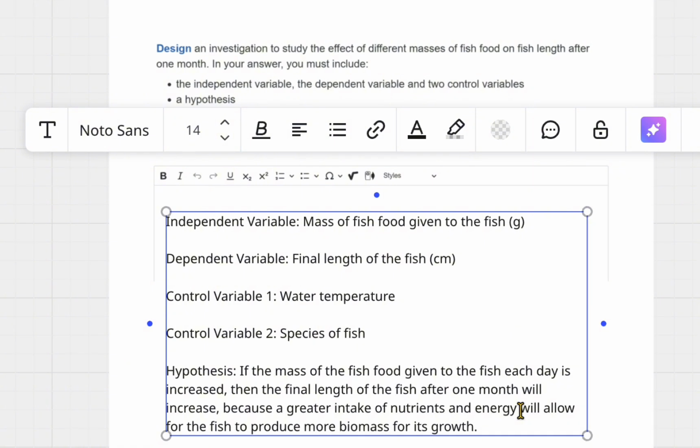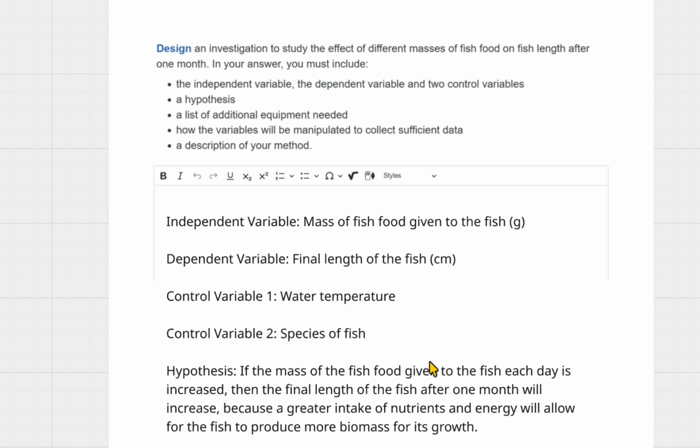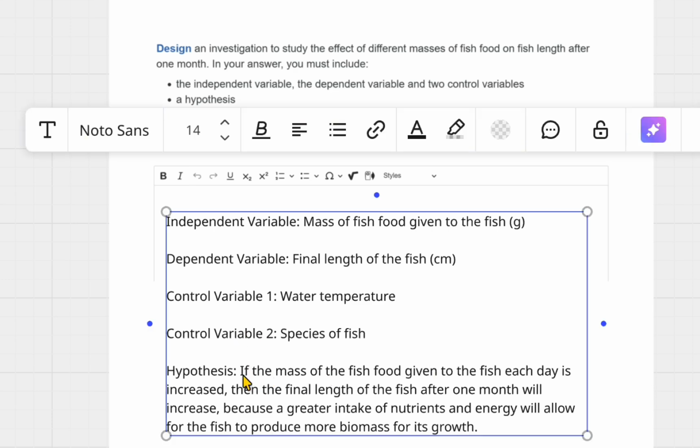Now let's just break it down and understand why this format is required, and let's understand our own hypothesis as well. So first things first, we have written the if part, which is where we write if the mass of the fish food given to the fish each day is increased. So we're saying what would happen if we increase the mass of the fish food given to the fish each day. So our then part basically is the what would happen. So then the final length of the fish after 1 month will increase. So we're just talking about the effect of the if part on the then part. So that is the if and then part summarized.